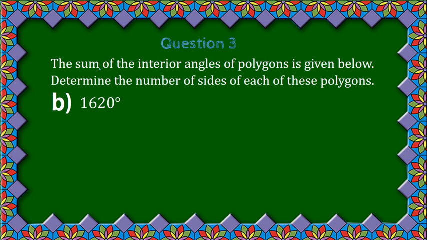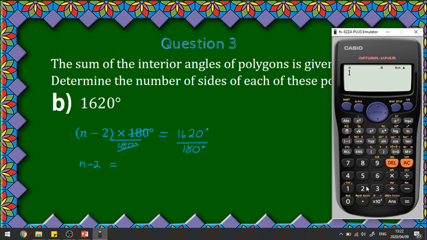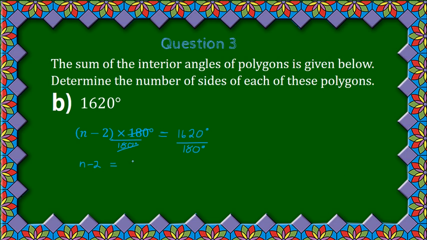Now same for b. This is the sum of the interior angles, so I'm just going to equal it to the formula for the sum of the interior angles with n that's unknown. So now we're just simply going to solve for n. Once again, we start off by dividing both sides by 180 degrees. So n minus 2 is equal to, where these two cancel out, 1620 divided by 180 gives me 9. So 9, and then n is equal to 9 plus 2, so n is equal to 11.